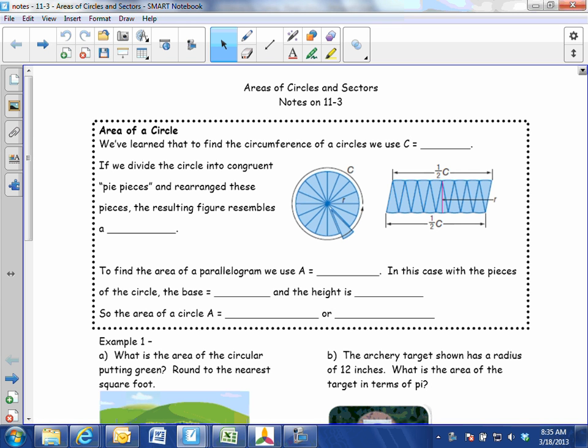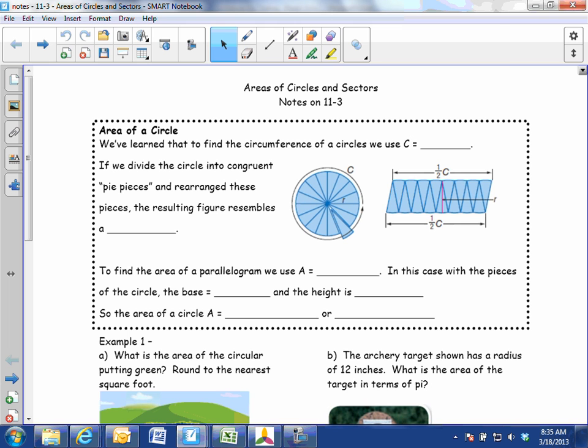Just as a heads up, on Wednesday we're going to have a quiz over all the circle stuff, so sections 10-1, 10-2, and 11-3. That's on Wednesday. Okay, so we talked about how to find circumference, we talked about arcs, we talked about arc length. Today we're talking about area, the area of a circle and area of a sector.